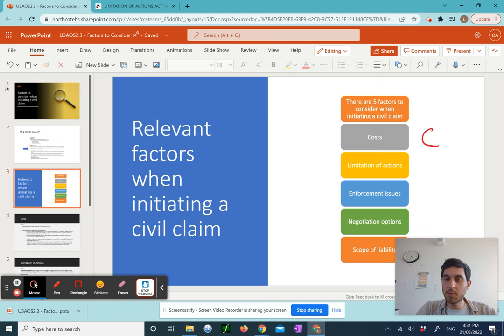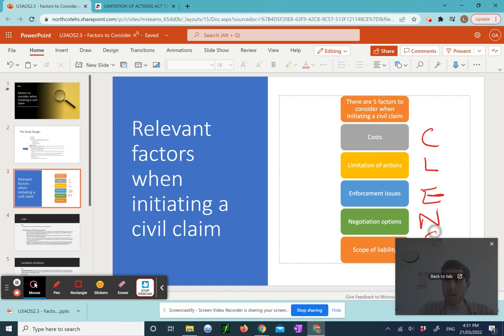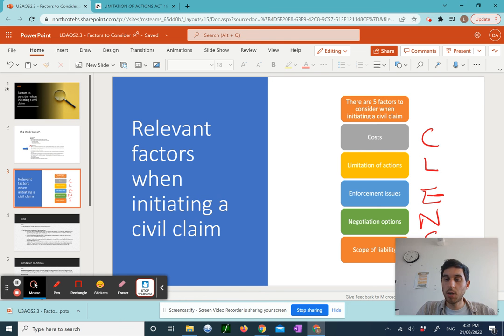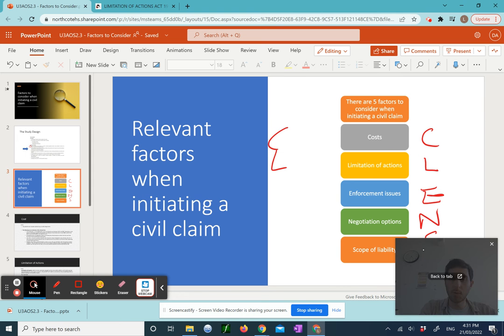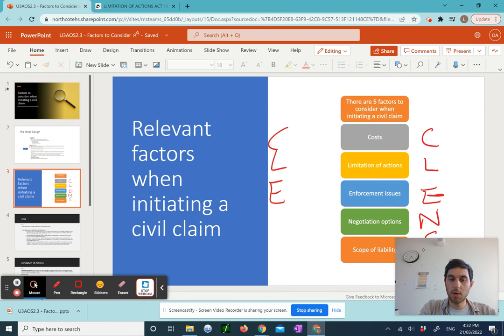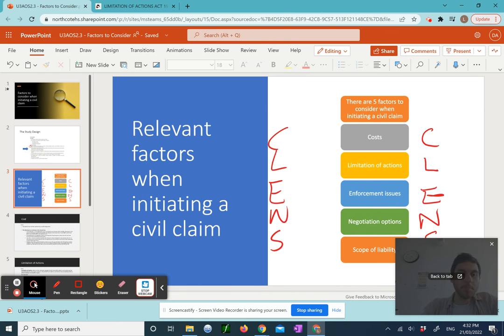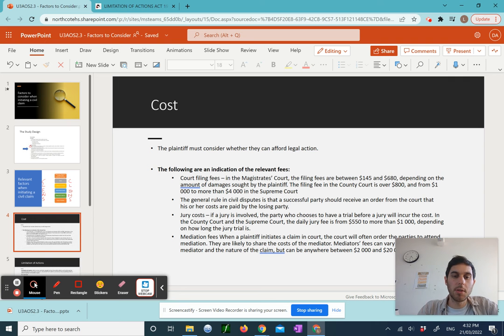The costs that might be involved, something called the limitation of actions, which is like a time limit, enforcement issues, so whether, even if you win, it's actually going to be paid attention to, negotiation options, so alternatives to going to court, and scope of liability. So that's who should be sued. We've got this acronym here, CLEANS. That can help you remember what these 5 factors are. So the first one, cost.